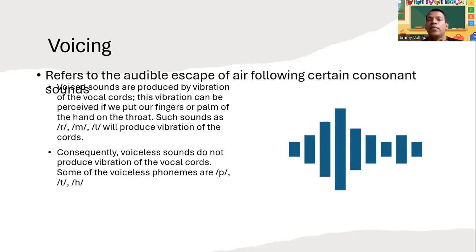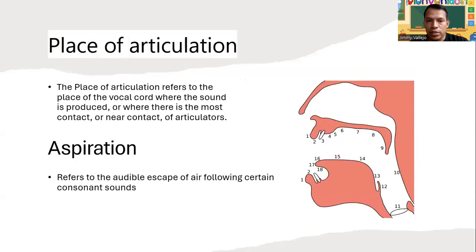For example, with the letters R, M, L, if you touch here, you can feel a vibration. On the other hand, we have letters like P, T, and H. They are voiceless because their sounds do not produce vibration here. Once again, R, L, M are voiced because if you touch here, you feel a vibration, while the letters P, T, H do not produce a vibration. That's why they are voiceless.